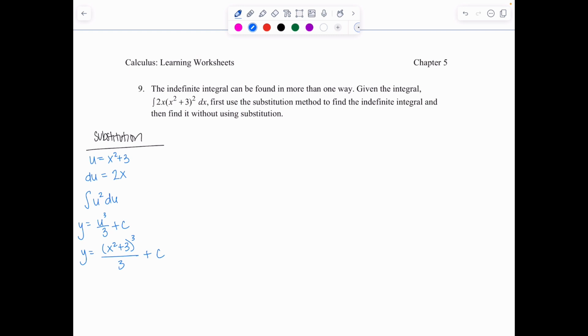Now what we can do with this one is really expand it out. So this can be rewritten as 1/3 (x squared plus 3) cubed plus c. And when you cube that, we'll get x to the 6th over 3 plus 3x to the fourth plus 9x squared plus c.